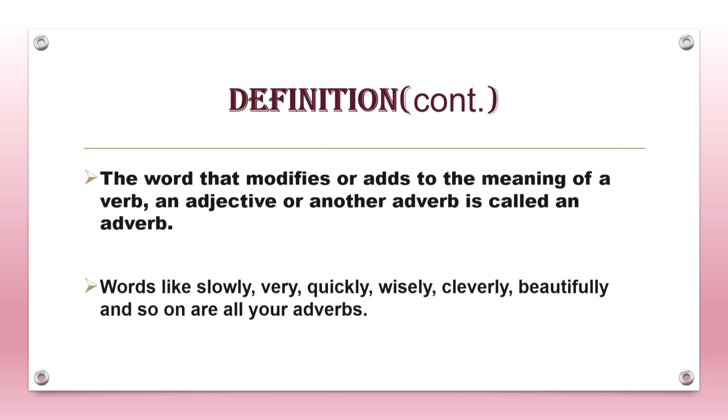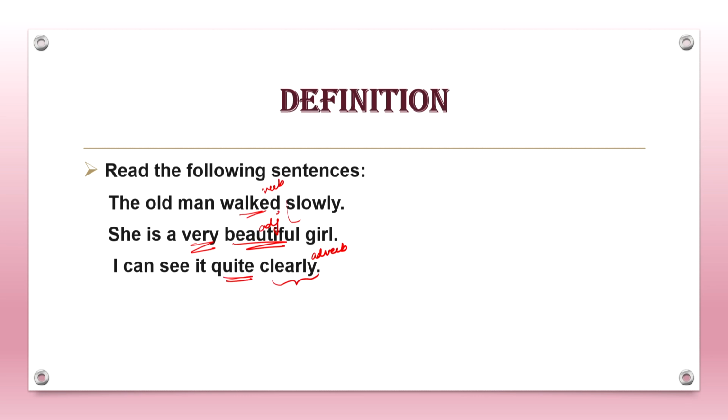So in short, what is an adverb? The word that modifies or adds to the meaning of a verb, an adjective or another adverb is called an adverb. So words like slowly, very, quickly, wisely, cleverly, beautifully and so on, these are all your adverbs. So in the previous sentences, slowly, very and quite, these are all your adverbs.